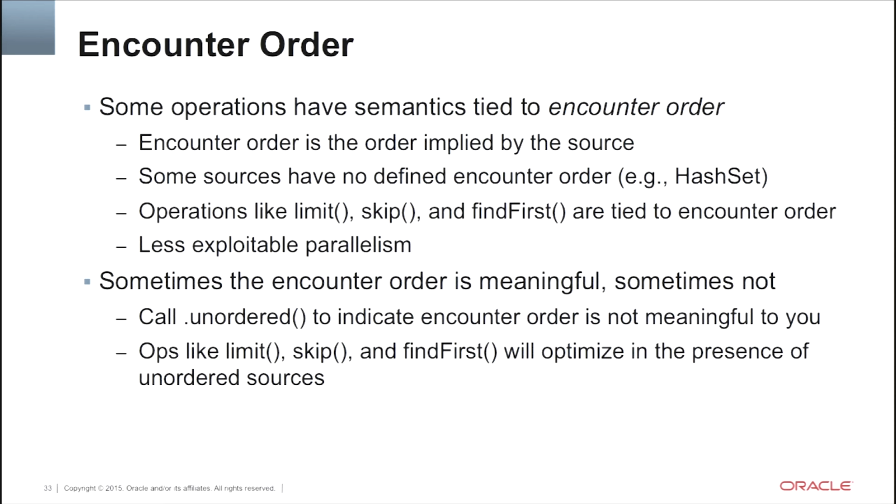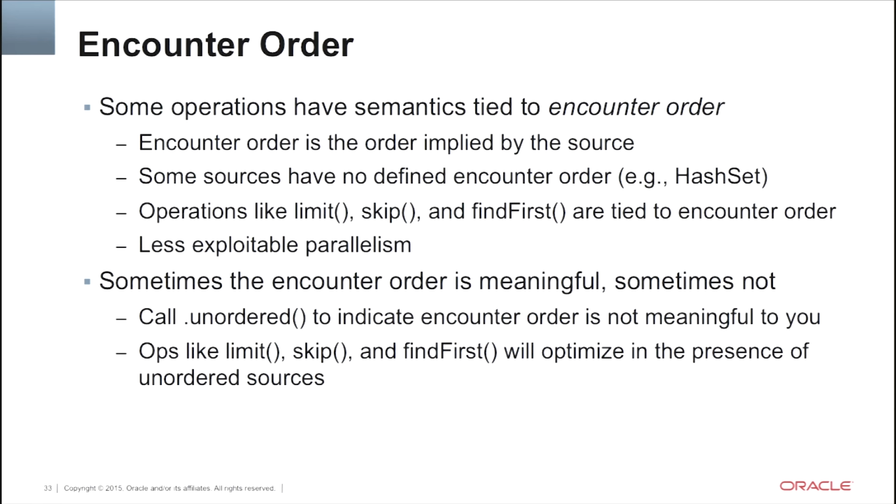And there are some operations like limit and skip and findFirst whose semantics are tied to encounter order, and that gets in the way of parallelizing. Say I've got this big stream and I want to find the first element that has some property. I can decompose my source and apply that property in parallel, and let's say I discover that the 12,000th element has that property. I can't say I'm done until I've evaluated it for all the elements first, because I want the first one that has that property. So things like findFirst are inherently parallelism hostile.